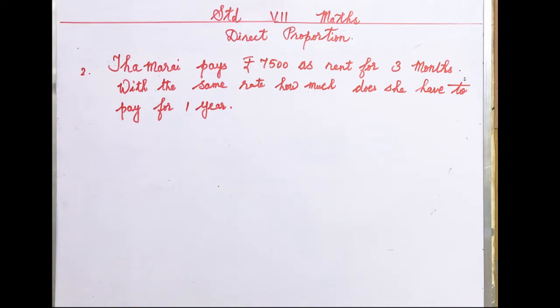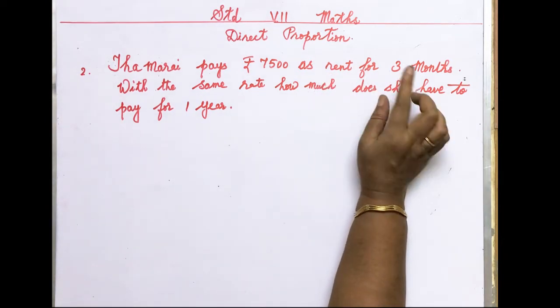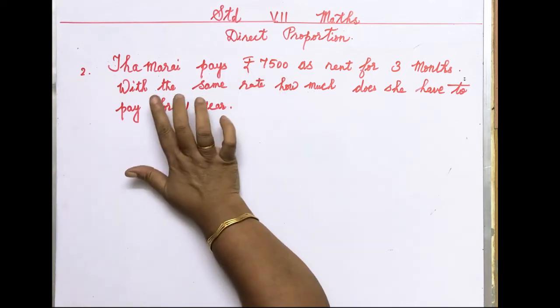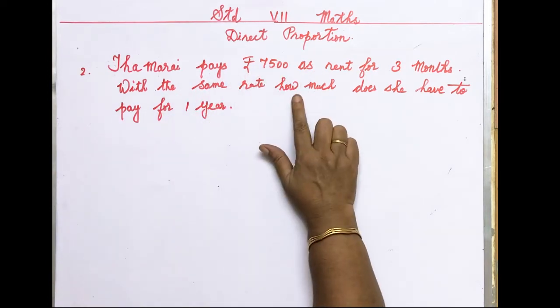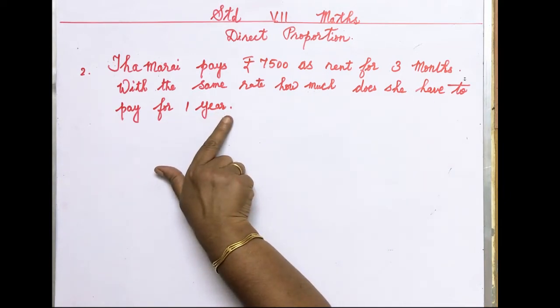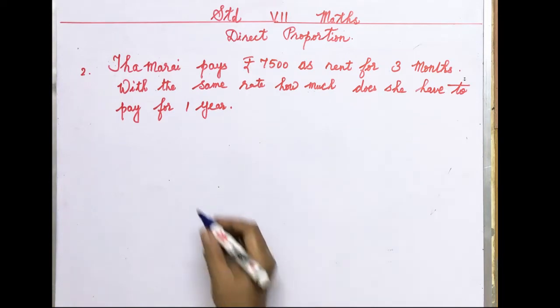So Tamarai, read the question one more time. Tamarai pays rupees 7,500 as rent for 3 months. So for 3 months she is paying rupees 7,500. With the same rate we have to find out how much she has to pay for 1 year. So here the number of months is given and also the rent is given in rupees. So what are the two headings we should write? One is number of months, another one is amount.